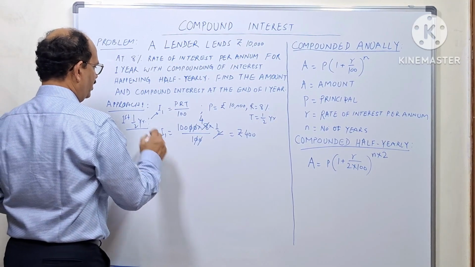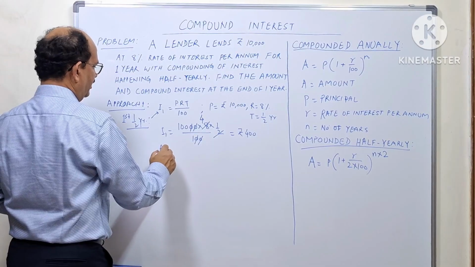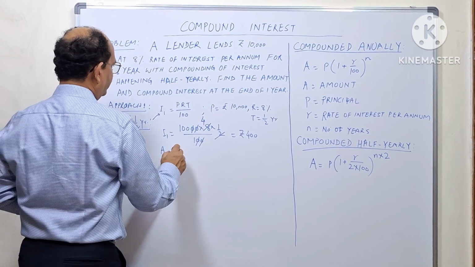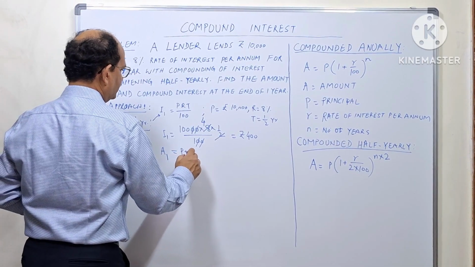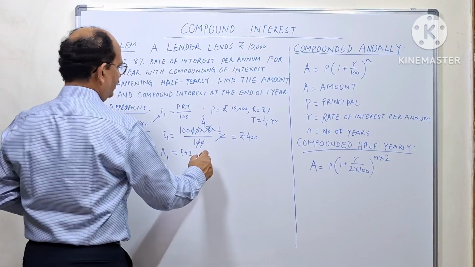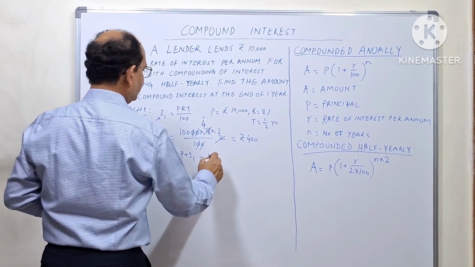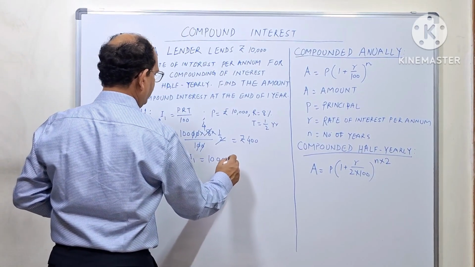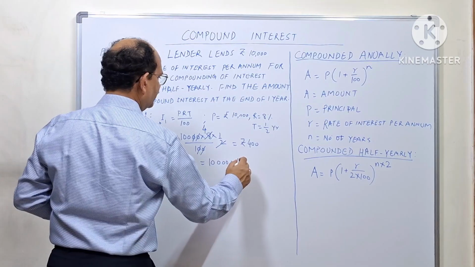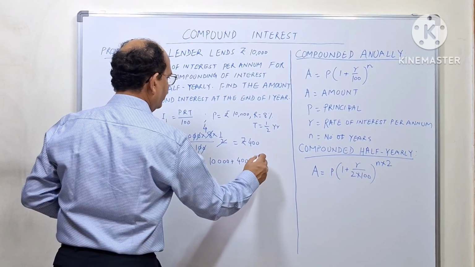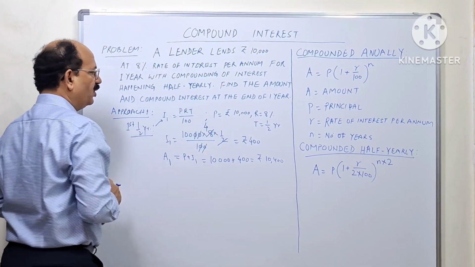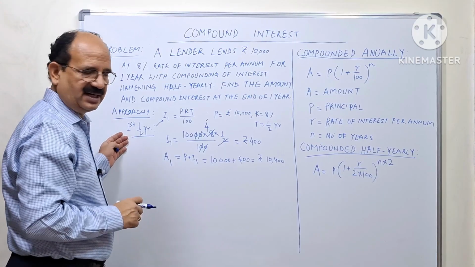So then the amount for the first half year, which I may write as A1, will be equal to P plus I1, right? So the principal in this case is 10,000 plus interest earned during that half year is 400, and therefore rupees 10,400 is the amount at the end of the first half year.